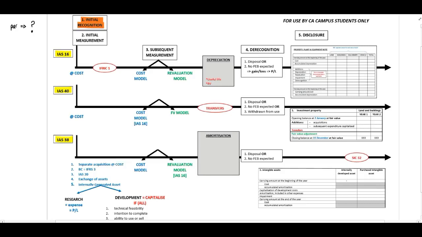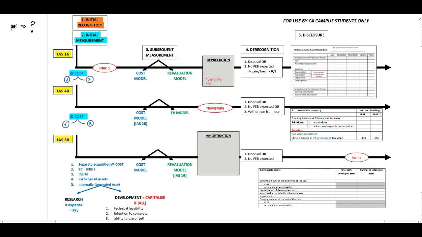Then the next important thing, once you have identified that this is an asset within our 3 standards, you need to know how to initially measure this asset. Now, when you look at IAS 16, this will be at cost. When you look at IAS 40, this will be at cost. Now, extremely important with IAS 16 and IAS 40, the standard indicates to us the costs that should be included and excluded. Therefore, you need to ensure that you know which costs you need to include and exclude.